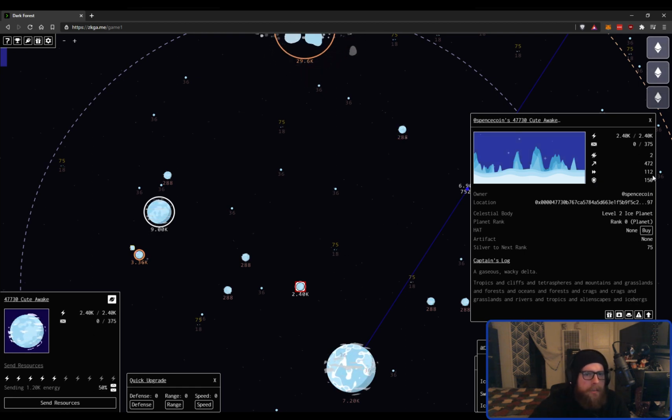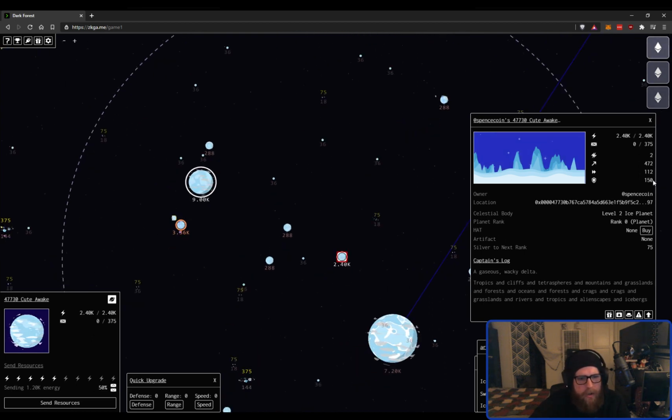The last stat here is defense, which I explained in a different video. Defense is simply a modifier on your energy. So this planet has 150 defense, which is essentially 1.5x my energy. If someone wanted to steal this planet from me, you would take the current energy, multiply it by 1.5, and so that's what? 3.6. So they would need 3,600 energy to take this planet from me.